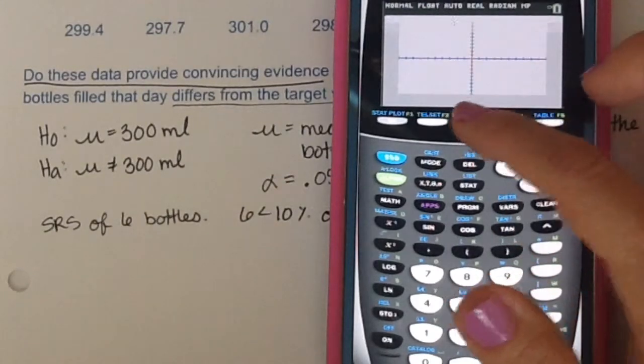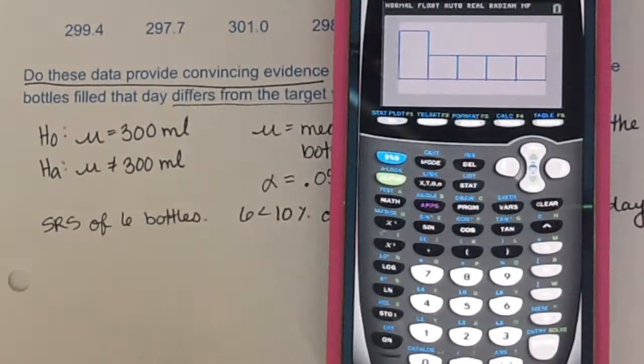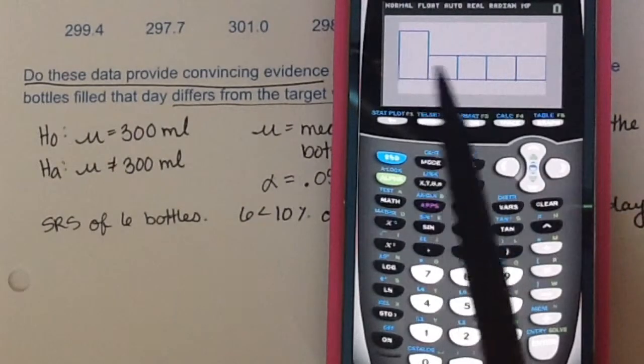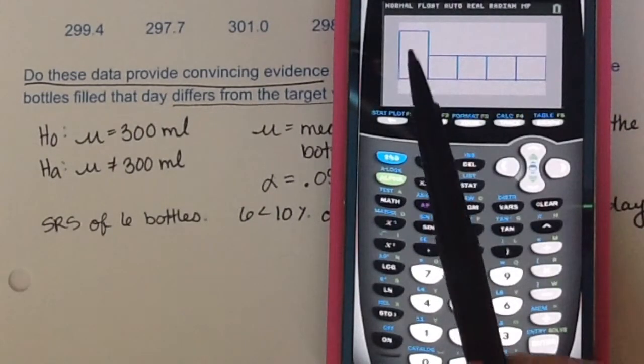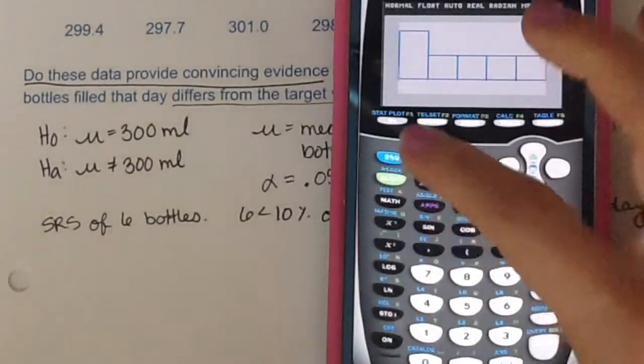Whoops, sorry. It should be zoom 9. Okay, so looking at that, that's not giving me a great picture of what's happening here. It looks almost uniform except for this big one. So because the histogram isn't giving me the best picture, I'm going to take a look at it a second time.